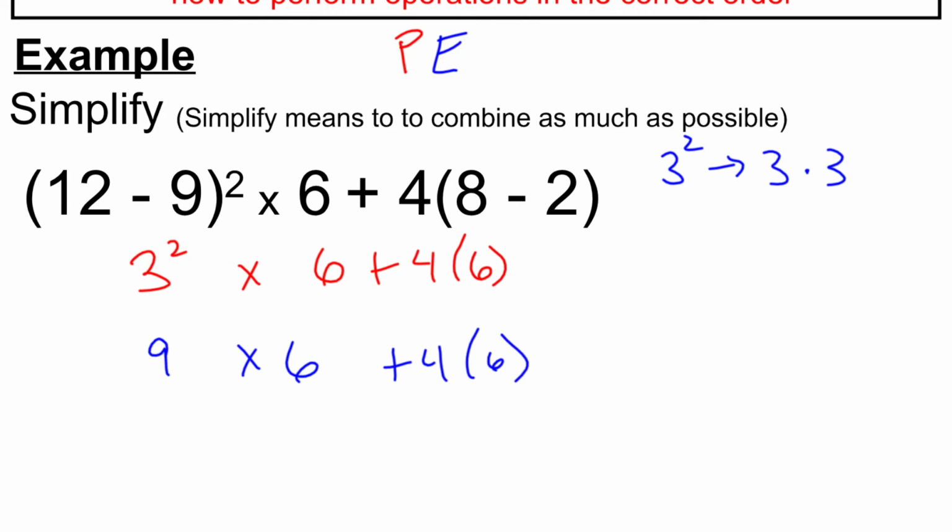And now I'm going to do, again, multiplication and division together. Luckily, we don't have any division, so it's just multiplication. 9 times 6, I can put together, that's 54. I'm going to skip right over this plus sign, and we've got to talk about what this means. So this is 4 parentheses 6, and there's no operation in between. Whenever that happens, we're going to assume that they mean multiplication. So this is really 4 times 6. 4 times 6 is 24.